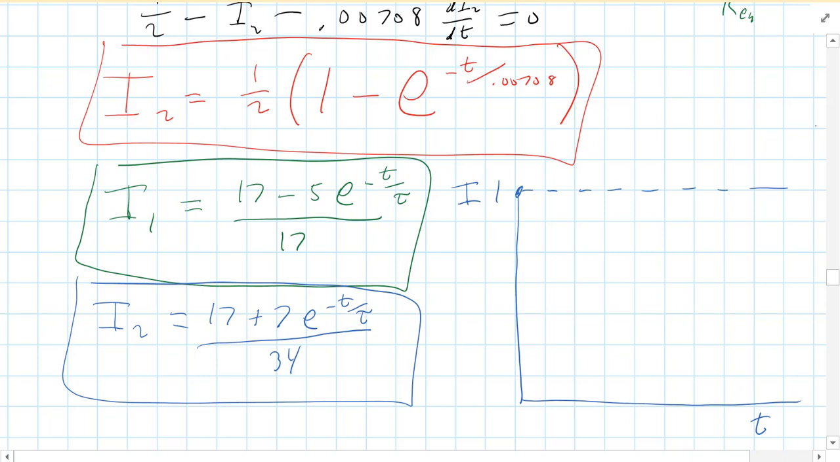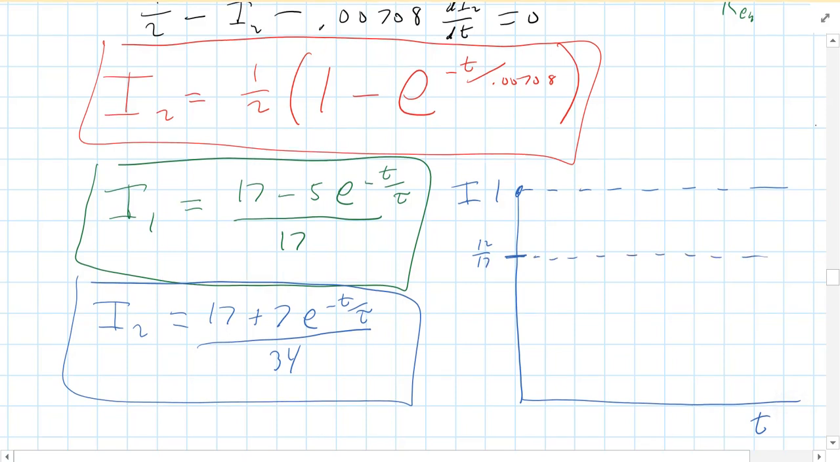You got 12/17, about there. And then you got a half, which, I don't know, I'll put it about there. Okay, so let's look at each of these currents. Let's start with I2. I2 starts off at 0 and eventually becomes a half, so it would grow like that, which is still exponential decay, but so that would be I2.